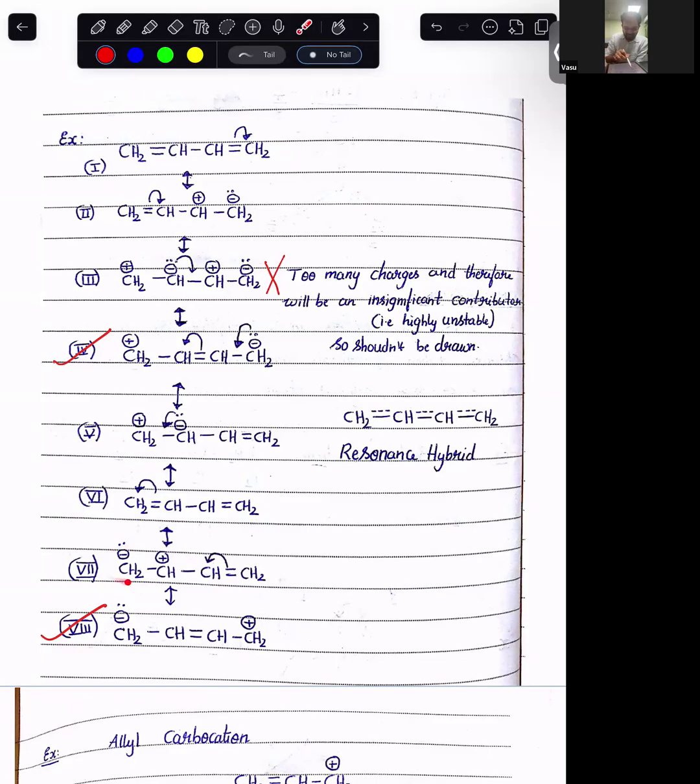Take this structure and this structure, everyone. You have negative, positive, positive, negative. More or less, their contribution to the hybrid is less, if at all they're contributing. Even though here I'm saying that, see why they won't be contributing to the same percentages. They're not equivalent. Try to understand this.